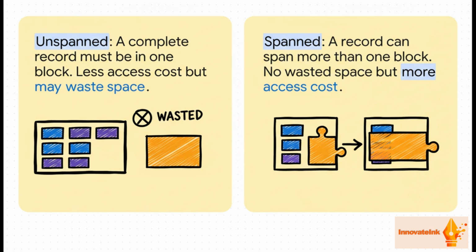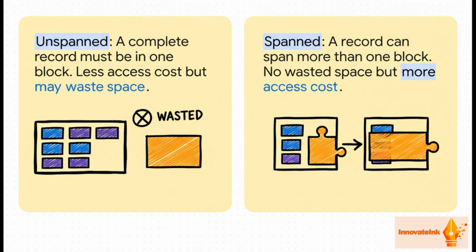On one side, we have the unspanned approach. This means if a record doesn't quite fit in the space left in a block, we just leave that space empty and start a new block. It's fast, because a single record is always in a single block. But you can see how it wastes a lot of space, right?